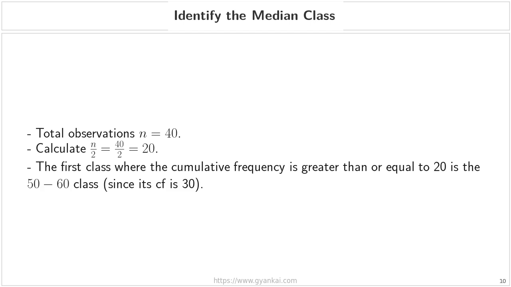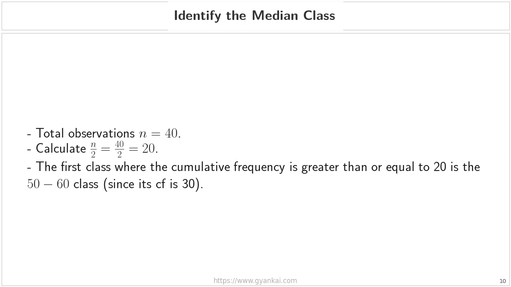Now, look back at the cumulative frequency column in the table we just constructed. We are searching for the very first class interval where the cumulative frequency reaches or exceeds 20. If we check the first class, the cumulative frequency is only 8. Moving to the second class, it is 18, still not quite there. However, when we look at the third class, the cumulative frequency jumps to 30.